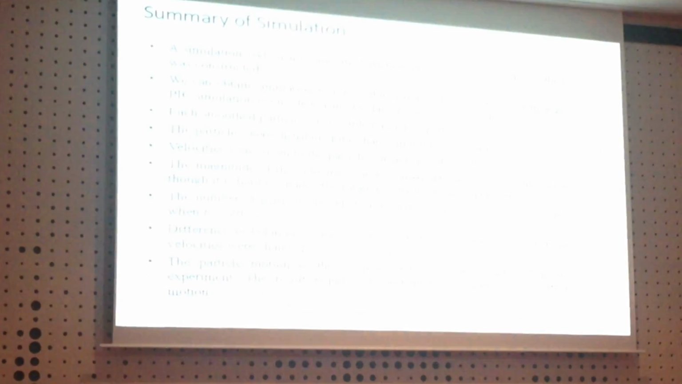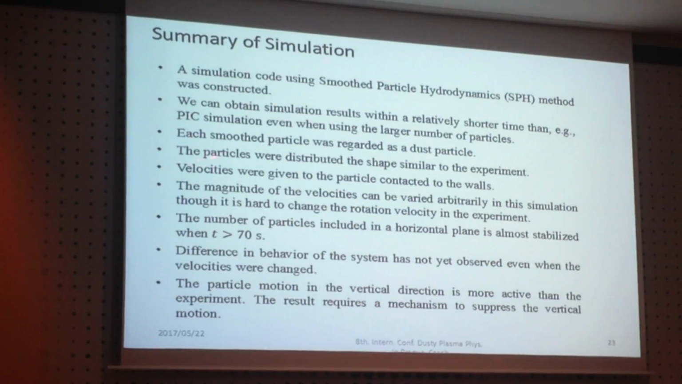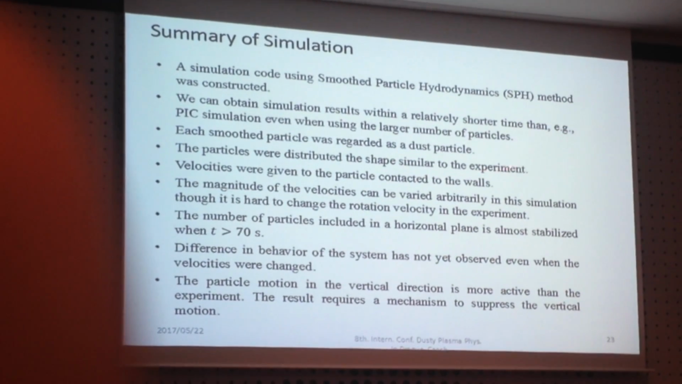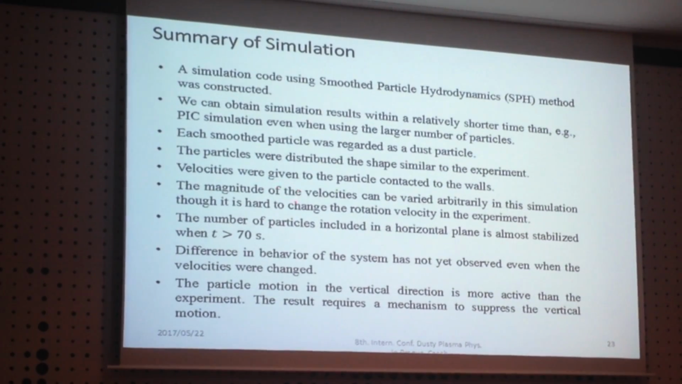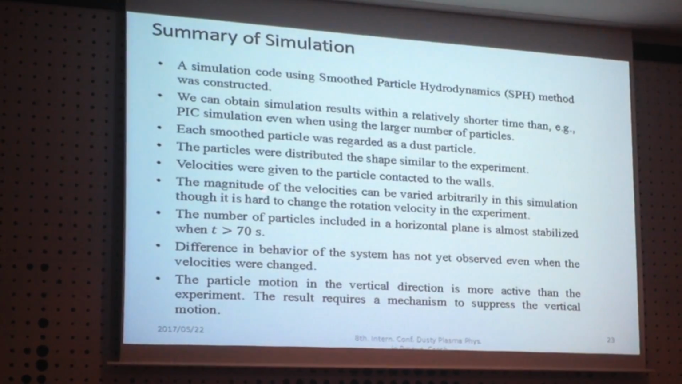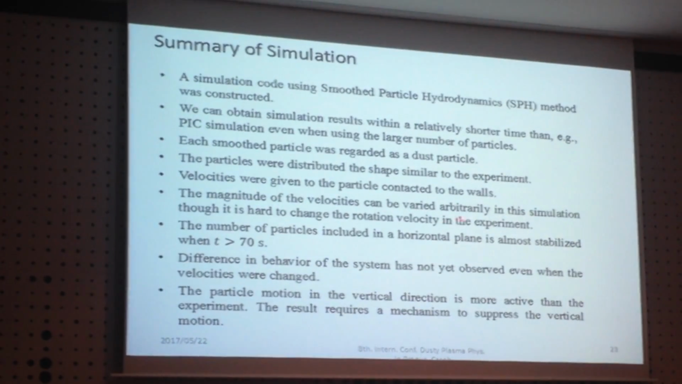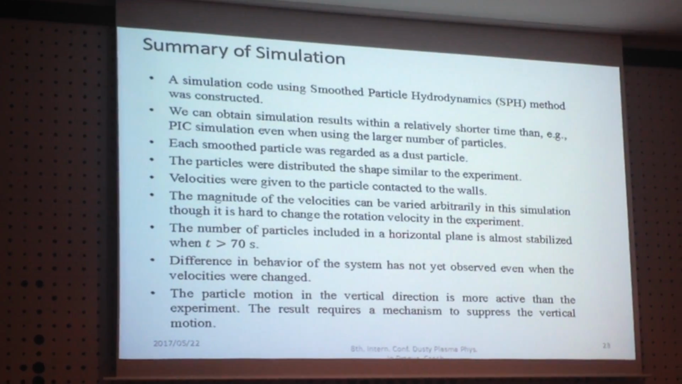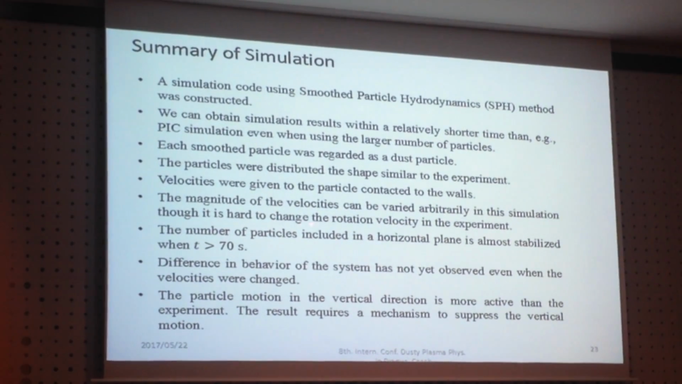Each smoothed particle is regarded as a dust particle, and the particles are distributed in a shape similar to the experiment. Velocities are given to the particles in contact with the wall. The magnitude of the velocities can vary arbitrarily, and in this simulation, it is easy to change the rotation velocity, unlike in the experiment.